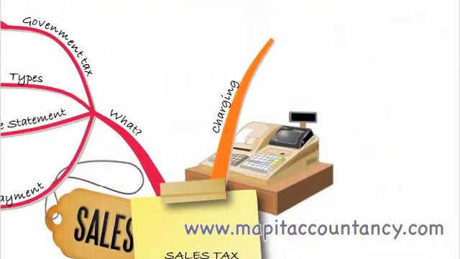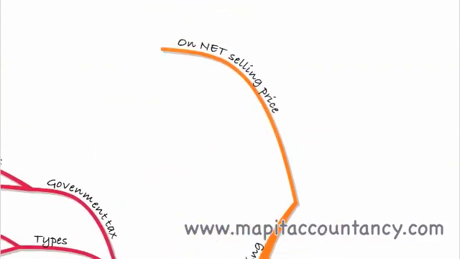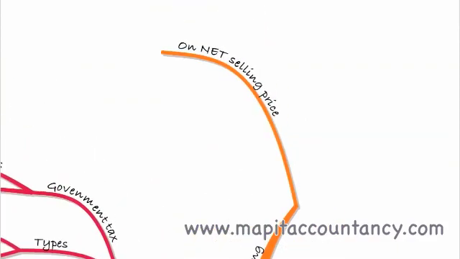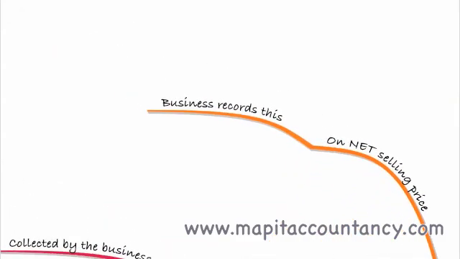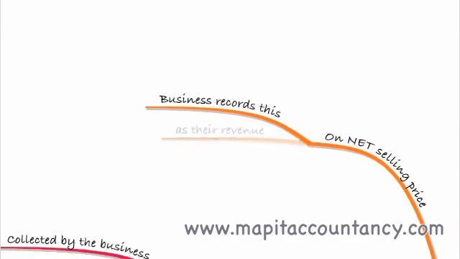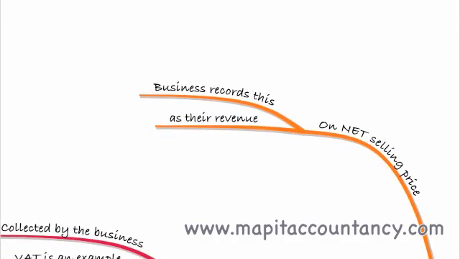So how do we charge this sales tax? Well, the tax will be charged on the net selling price. So the net selling price, remember, is the amount that the business will record for sales, for example. The sales figure in our income statement will be net of the tax. So that's the amount that we record as our revenue, the net selling price.